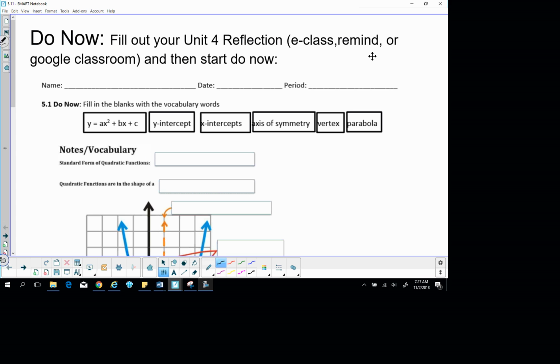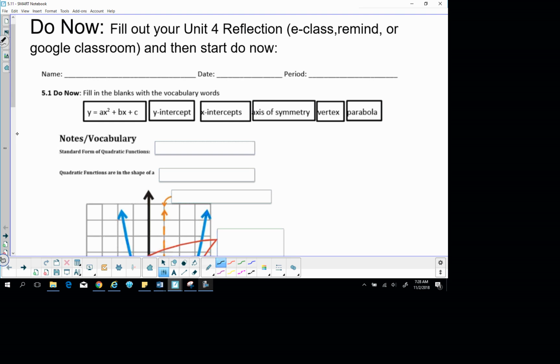So, who could raise their hand and tell me one of the vocabulary words and where they go? Does anybody know where any of these would go on a graph? You can pick whichever one you feel confident. No one knows? Brilliant. The y-intercept. So where would that go? What color?